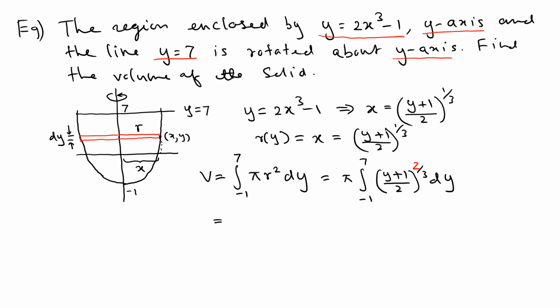You can see that we can take the π out, and also 2 to the -2/3 power. 2 to the 2/3 power means what? 2 to the 2 means 4, and 1/3 means cube root, so 4 cube root. You can write it like that. And then we have the integral from -1 to 7 of (y + 1) to the 2/3 dy.